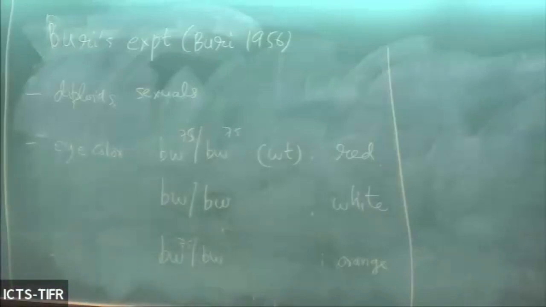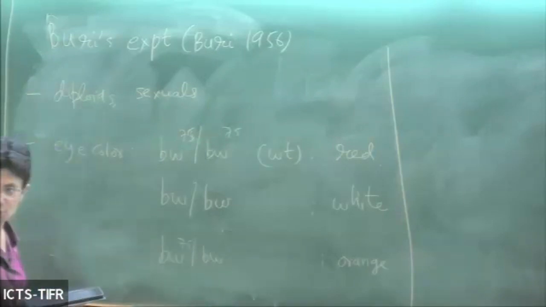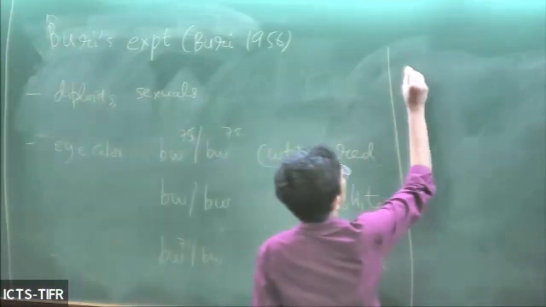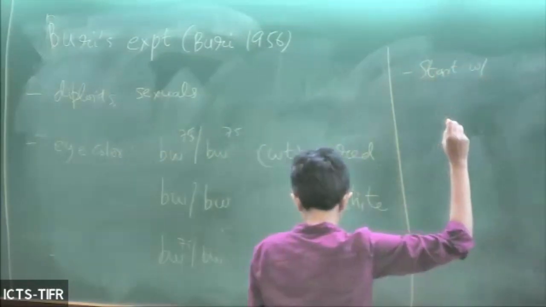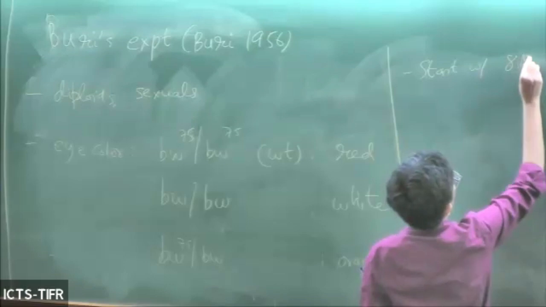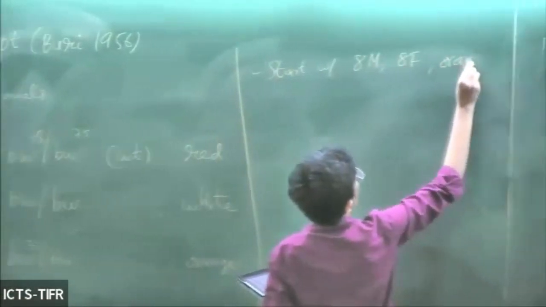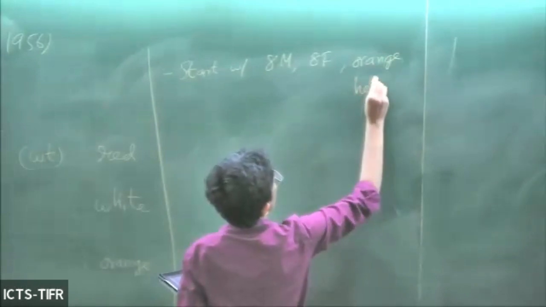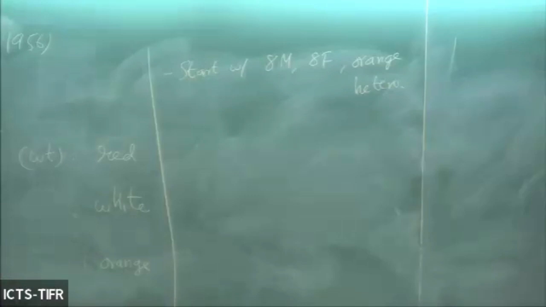Okay, so what he did is the following. He started with a population of all heterozygotes. So this is the orange population. So start with a population of 8 males and 8 females, and they're all orange-eyed. That is, they're all heterozygotes. Okay, and then they're mated, and about 100 eggs, as I said, were laid.